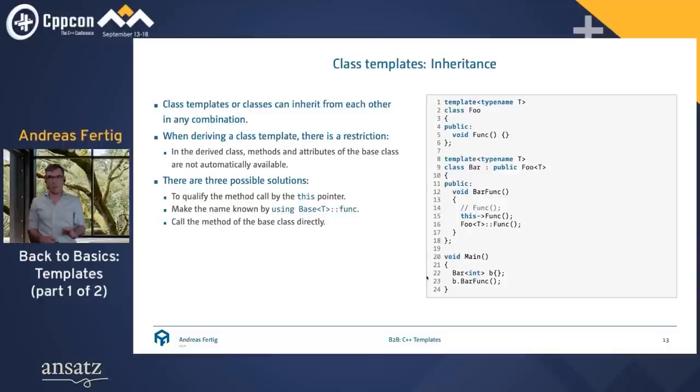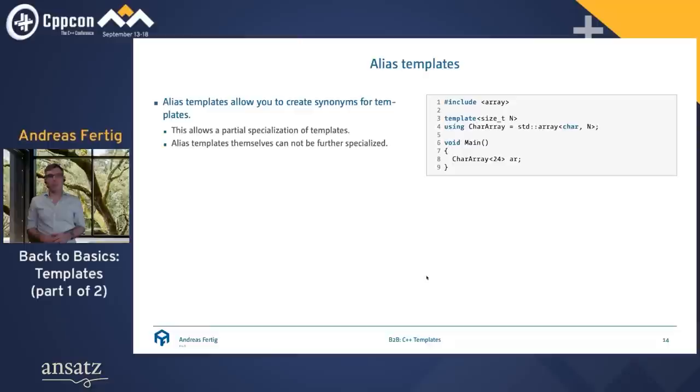That's fine. So alias templates here once again start with the keyword template and the angle brackets. And now I can once again use typename and non-type template parameters like in every other template. And this goes together with using. Now I say template, size_t N, using CharArray. And CharArray is the name which I can use to refer to it later. And then I say that's equal to std::array of type char, but with size N. So the size is unknown. Now I can use this like in line number 8. I can say CharArray of size 24.